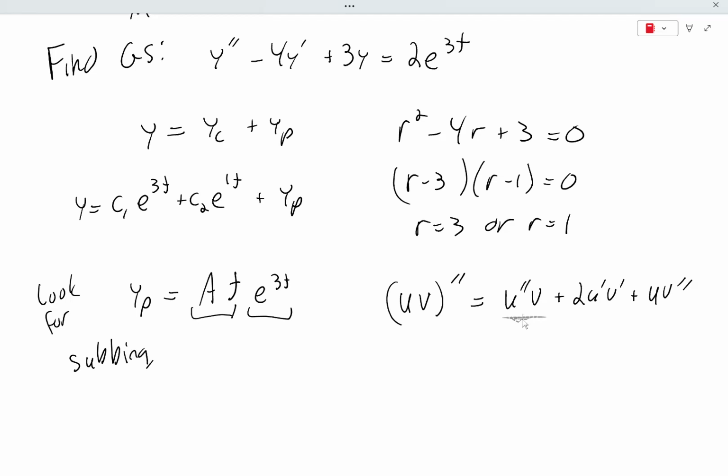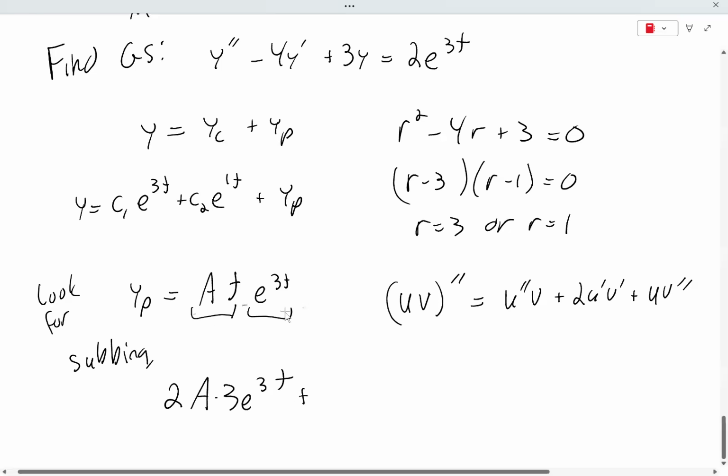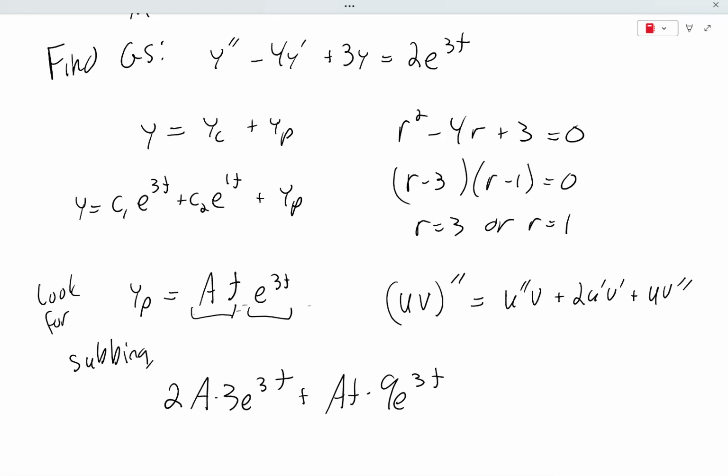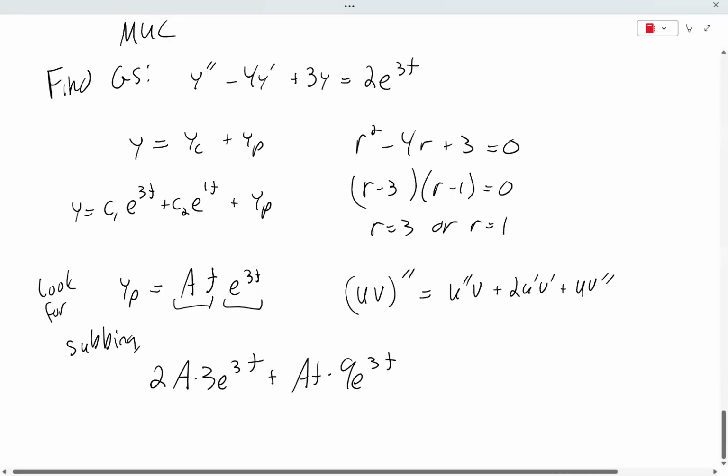Okay, now for the next step I need 2 times U prime V prime. So that'd be 2, take one derivative here and one derivative of this. So that'd be 3 e to the 3t, right? Plus, and now for the last part of it, I keep this one and take two derivatives of this. Right, so I keep this one now. So it's At, and then two derivatives of this, that'd be 9 e to the 3t. Like that. So that's doing two derivatives there. Anything on that?